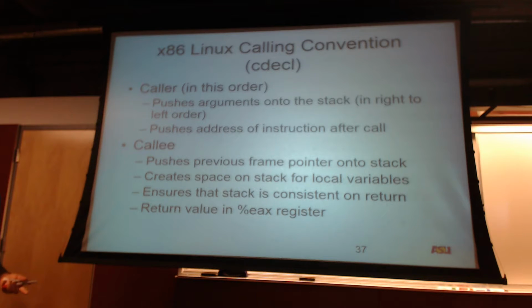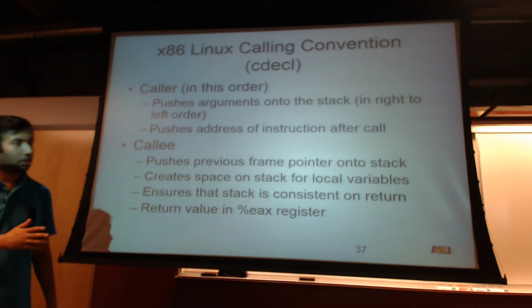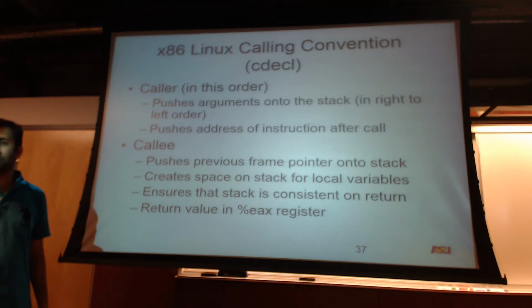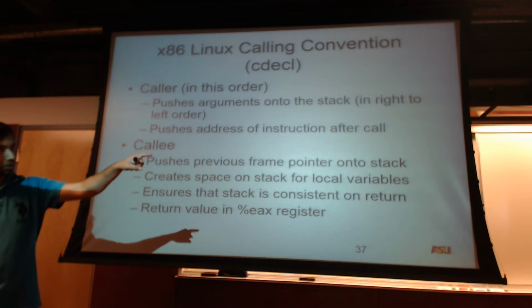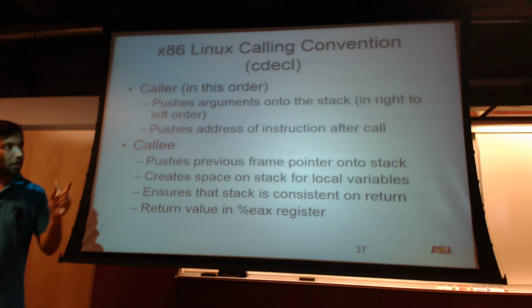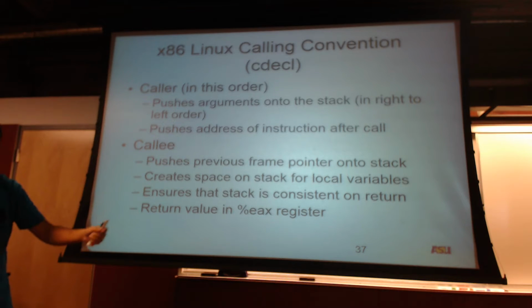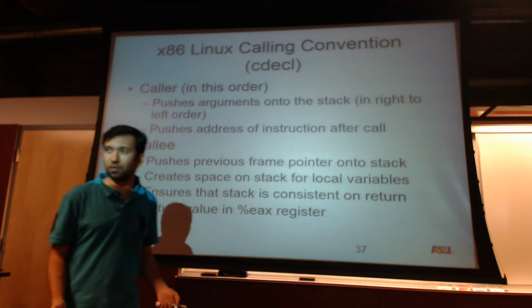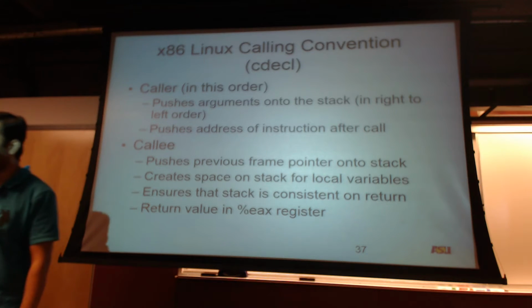Then the callee creates space on the stack for its local variables. How much space depends upon the designer, but it has to be at least the total number of local variables that it has. So it creates space on the stack and ensures that the stack is consistent on return. What does that mean? The callee, at the very least, changed one thing in the stack: it pushed the frame pointer onto the stack. At the very least, it will always do that. It might not create space for local variables, because the callee might not have local variables.